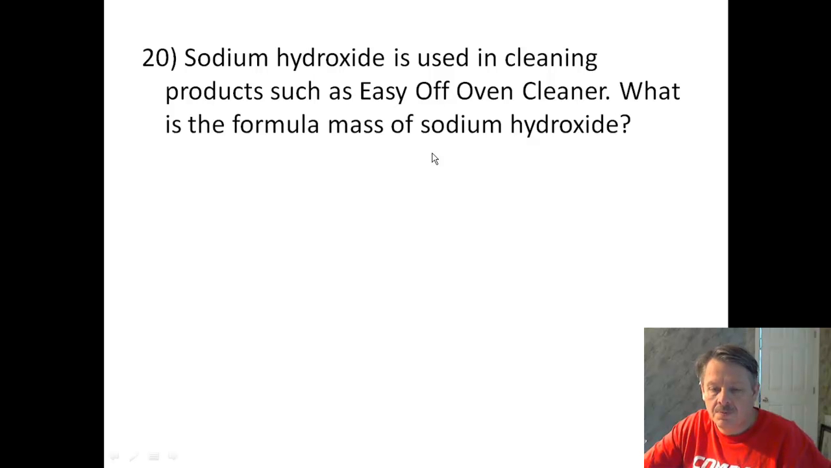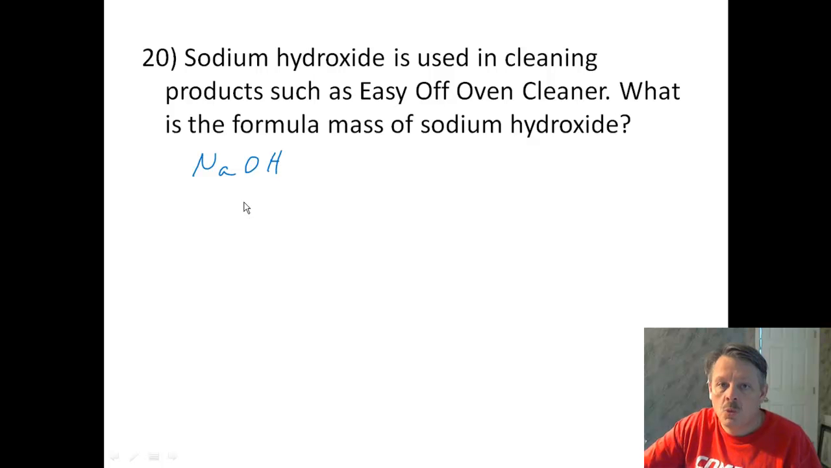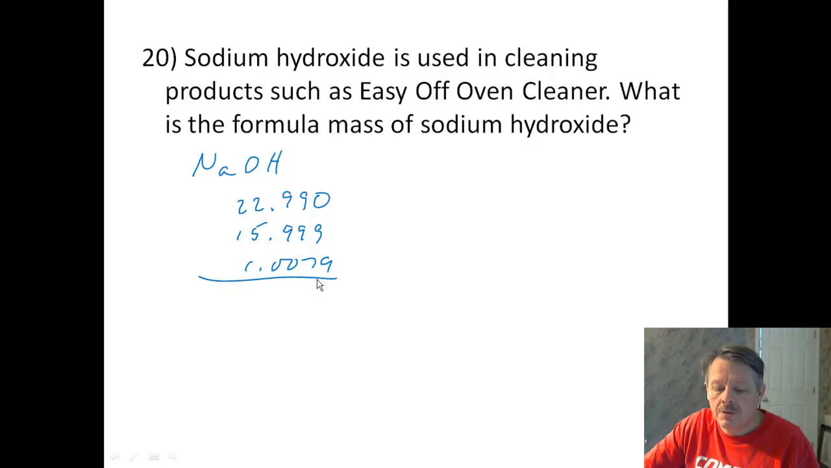Number 20, sodium hydroxide. That's NaOH. One of each of them. So sodium is 22.990, oxygen is 15.999, hydrogen is 1.0079. Since there's one of each, I don't have any multiplication to do. Add the whole thing up, I get 39.997, and that is atomic mass units.